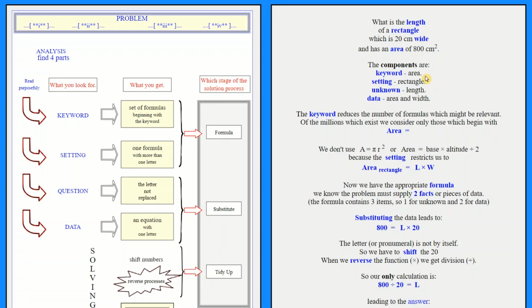Area is a general concept indicating size. But size of what? That's the setting. The setting for the problem is rectangle. There's clearly an unknown. What is the length? And there is data. 20 centimetres wide, area 800 square centimetres.